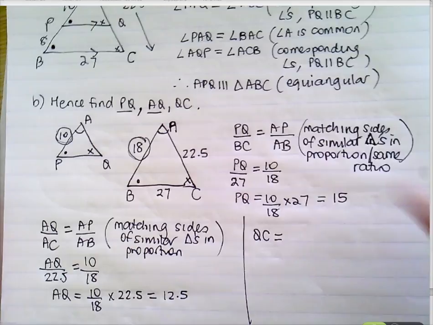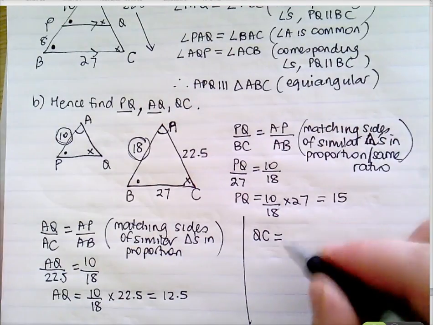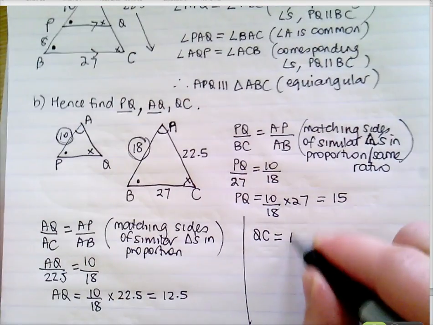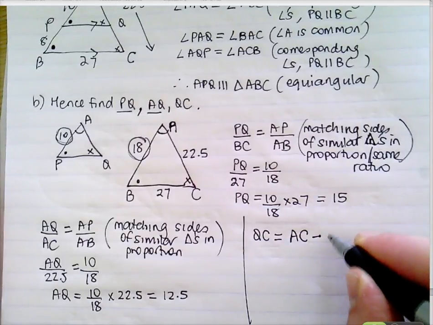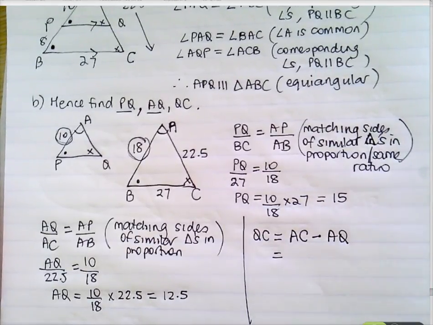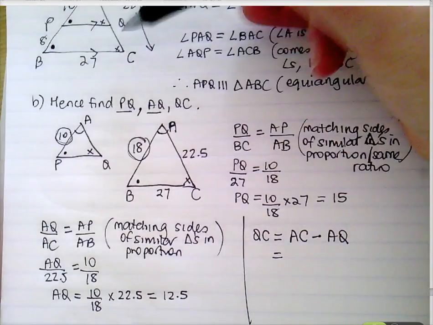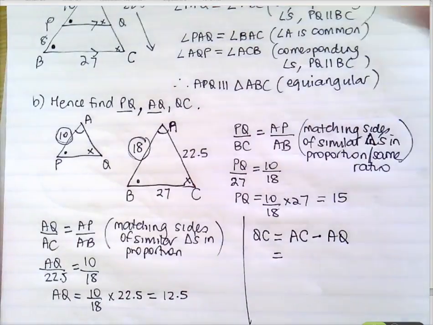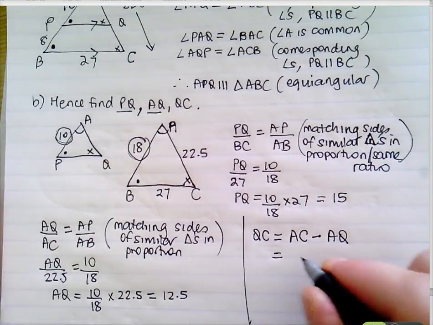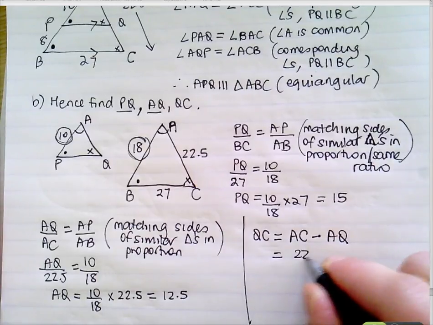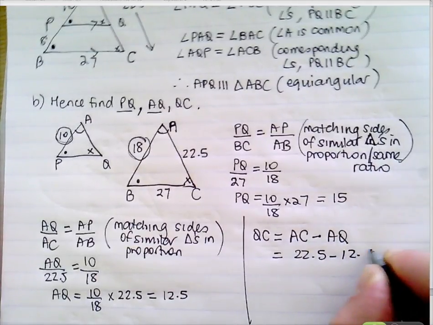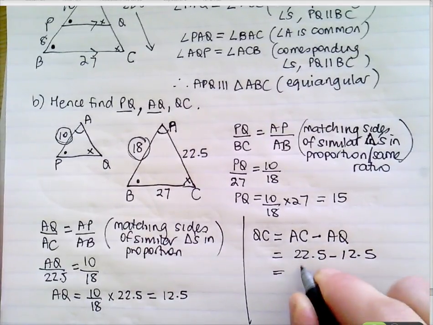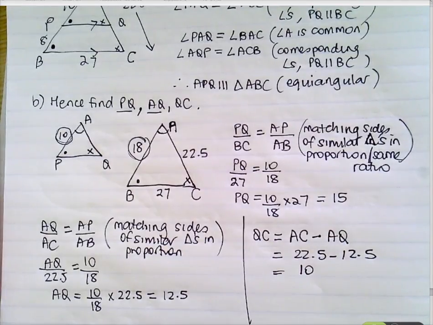And QC is obviously, do you know what QC is? 22. Isn't it? So you would write QC is AC minus AQ. See how I've set it up? QC is AC minus AQ. Does that make sense? So AC is 22.5, AQ is 12.5, therefore it's 10. All right, that was question 2.